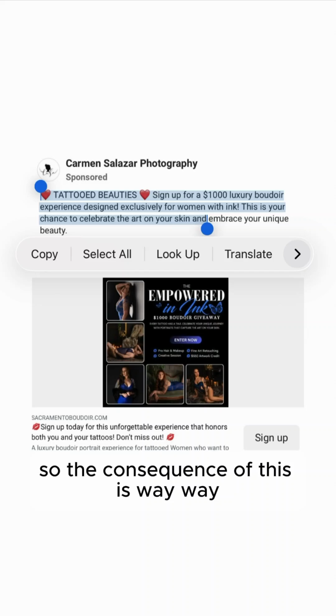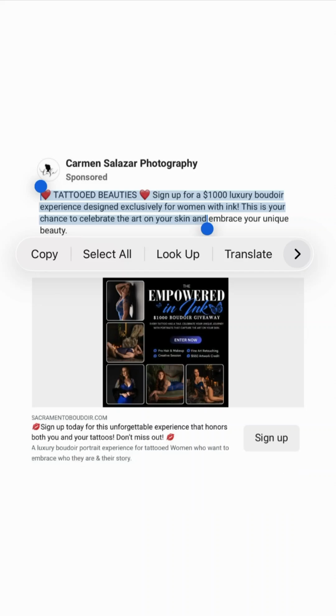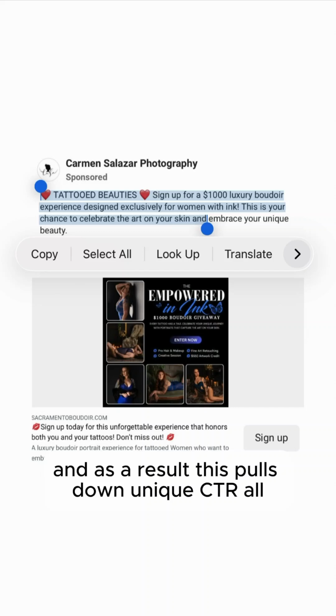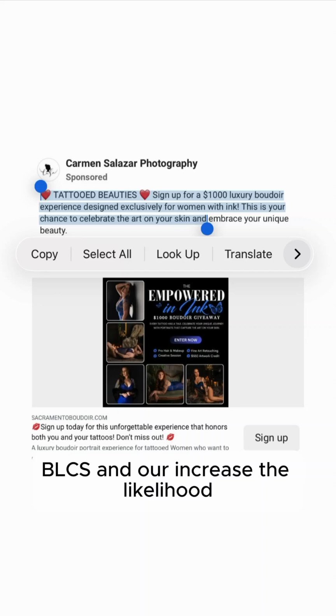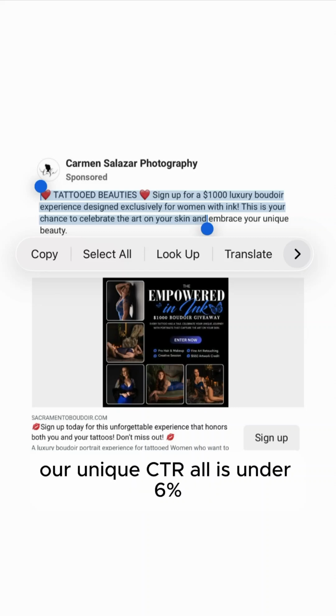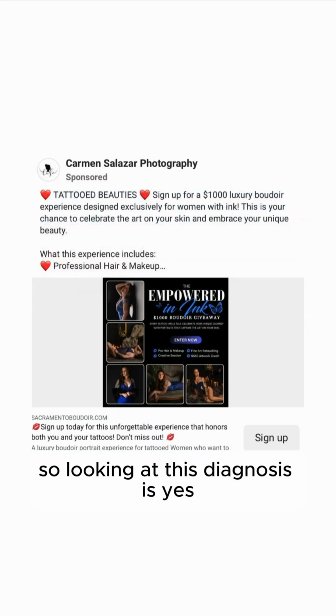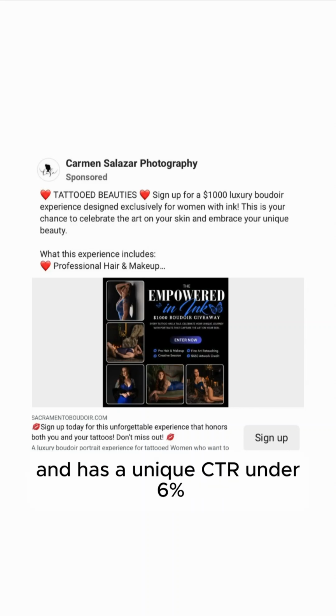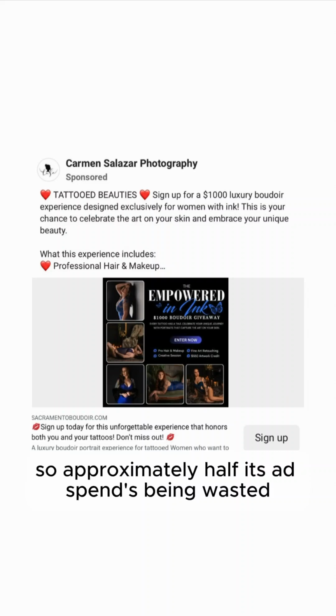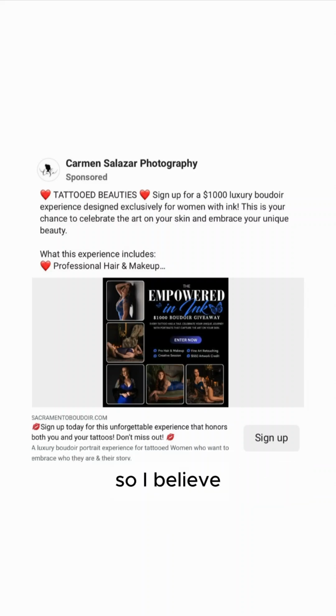So the consequence of this is way more women scroll by our Boudoir Facebook ad than necessary. And as a result, this pulls down unique CTR, and it actually increases the likelihood that we have BLCS, and increases the likelihood our unique CTR is under 6%. So if you're looking at this, the diagnosis is yes, I believe this Boudoir Facebook ad has BLCS, aka Boudoir low click syndrome, and has a unique CTR under 6%. So approximately half its ad spend is being wasted. I believe approximately half its ad spend is being wasted every single month.